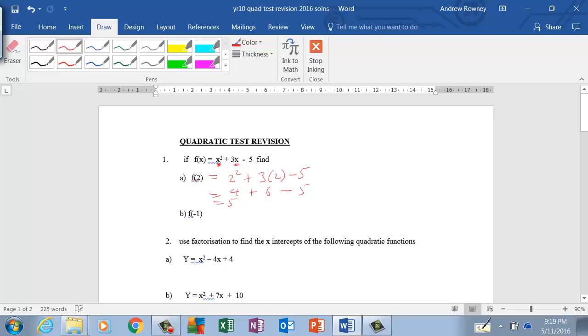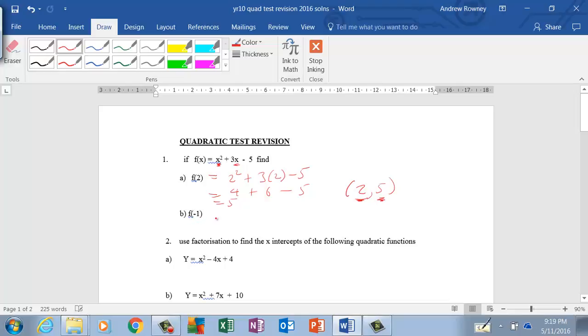We're actually finding the corresponding f value when x is 2, and the f value really is the y coordinate. So we could say that we have just found a point lying on that curve which is (2, 5), because that's the x and that's the y.